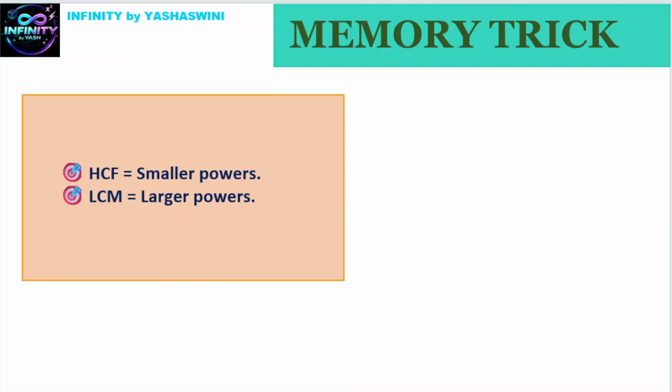Before going to the second question, you must remember one thing: when you are finding HCF, always take common factors with smallest powers, and if you are calculating LCM, take all factors with greater powers. So HCF smaller powers and LCM larger powers. Now we'll move on to the second question.